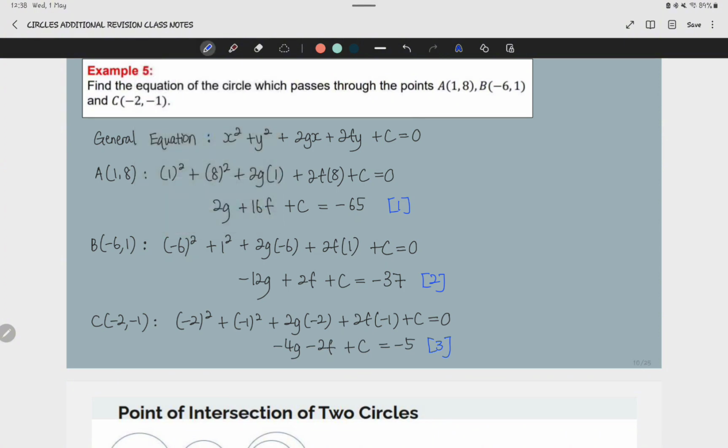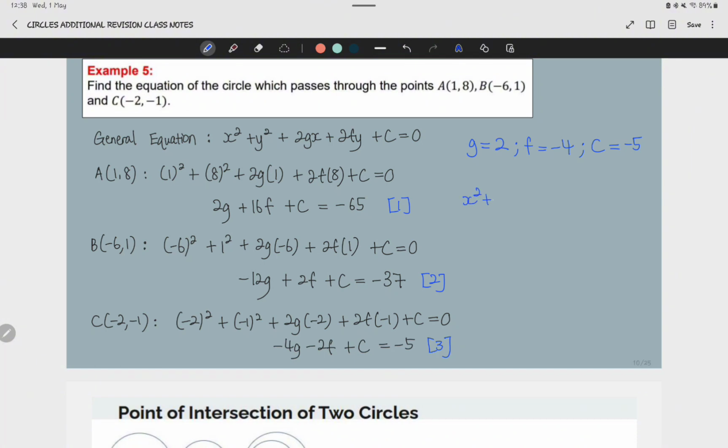This one I'm not showing you how to calculate it. Your G is 2, F is negative 4, your C is negative 5. Okay, is the question finished yet? No. What does the question want? The question wants you to find the equation of the circle. Where we are finding the equation of the circle, substitute those values back into your original.